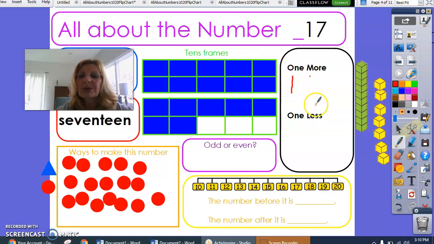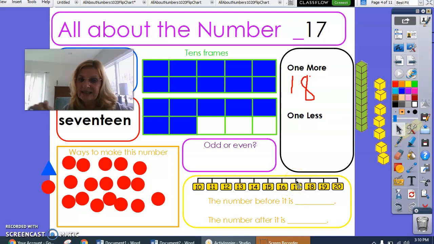Beautiful. I hope you said 18. Beautiful. One more than 17 would be 18. If you look at our number line here, we are at 17. One more, you move forward one. After 17 is 18. Now, what about one less? We're back at 17. Here's 17.